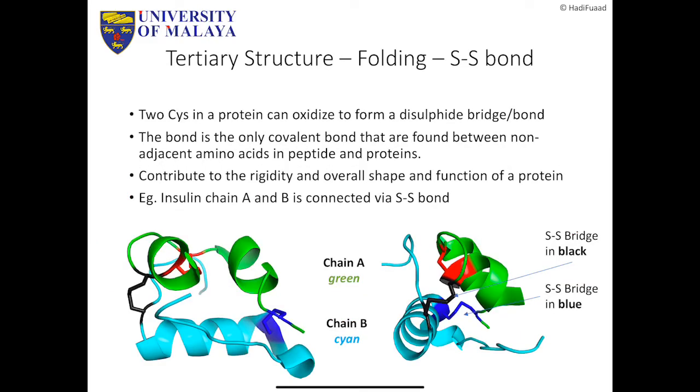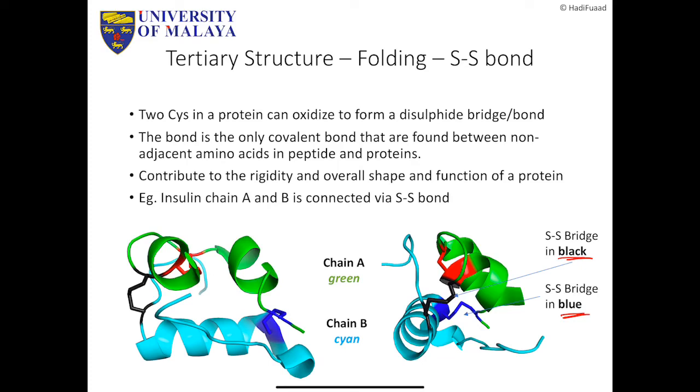Okay, even more for SS bond, two cysteines in a protein can oxidize to form a disulfide bond. The bond is the only covalent bond found between non-adjacent amino acids in the peptide and the protein that contributes to the rigidity and overall shape and function of a protein. For example, insulin chain A and chain B are connected via two disulfide bonds, colored in blue and black.